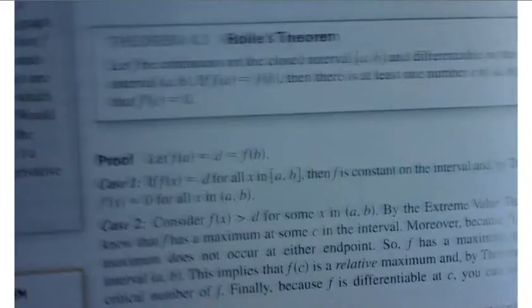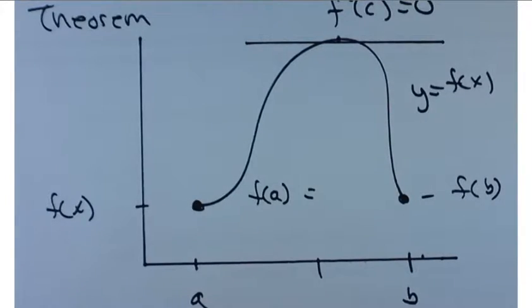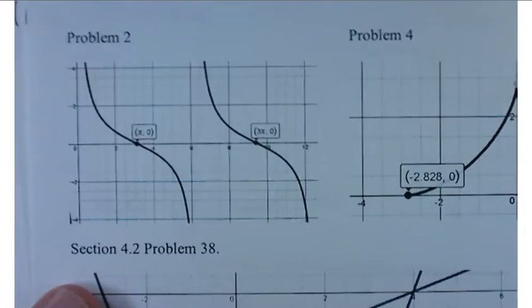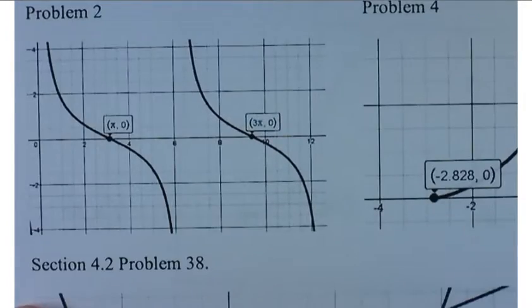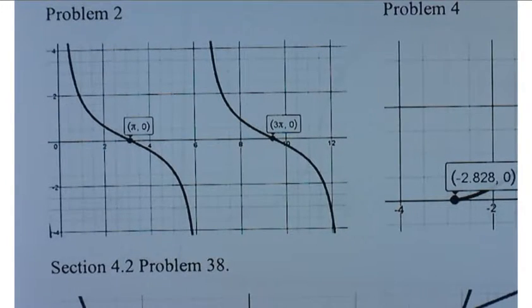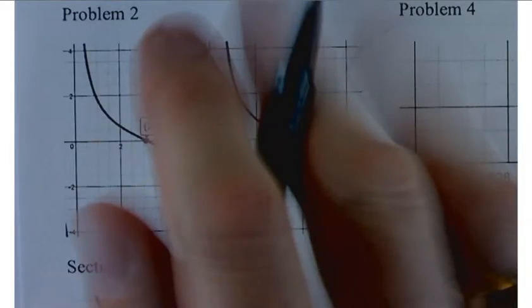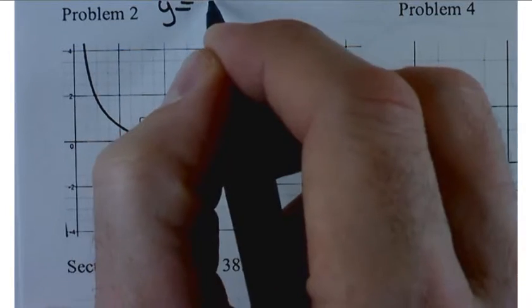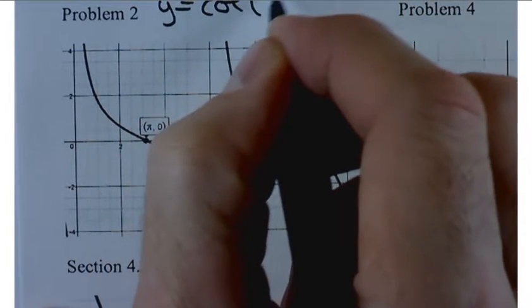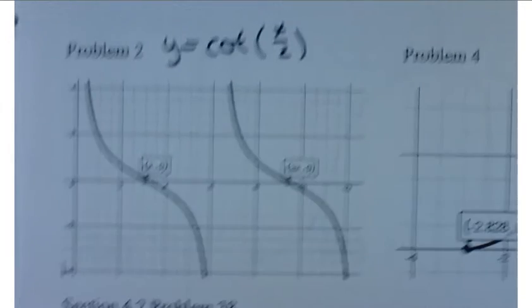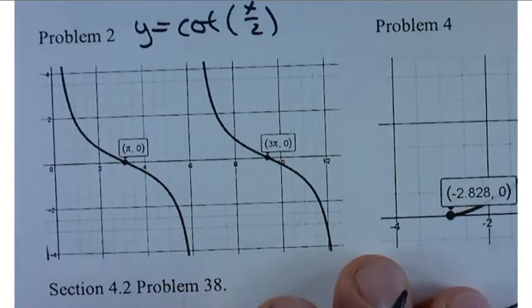Okay, so let's look at a couple early examples. And to that end, you've got a nice handout that's going to speed us up a little bit. So let's take a look at problem number 2 here. Now, I debated if I wanted to include this on the handout or not. Problem number 2 asks us to consider the graph of y equals the cotangent of x over 2 on the interval pi to 3 pi.